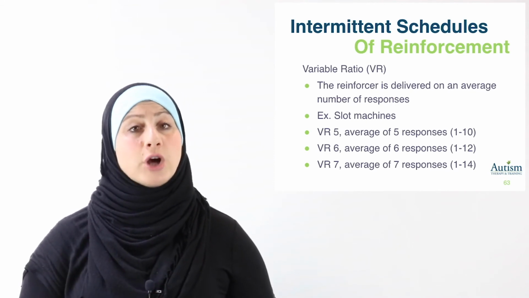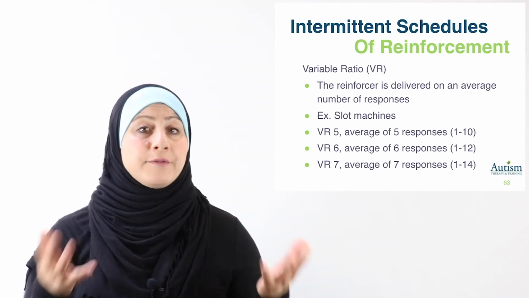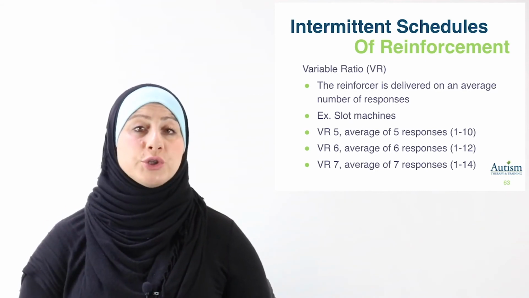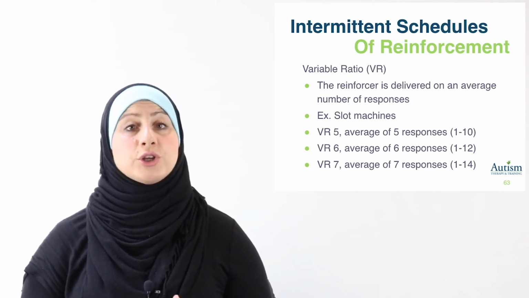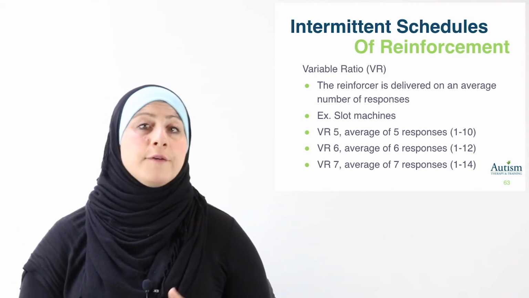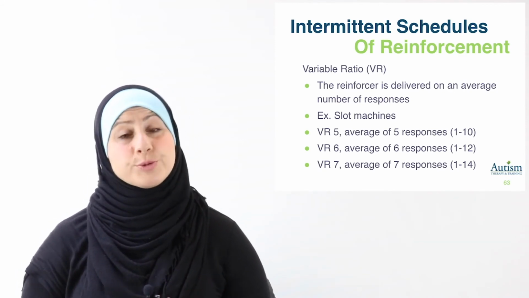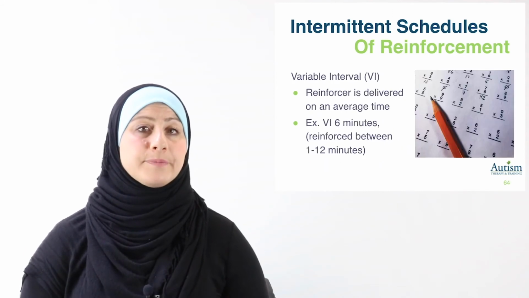Again, as the learner tolerates the work at the table at a VR 5, you can increase it to a VR 6, which means you can do 1 to 12 responses. VR 7, which is an average of 7, which means you can do 1 to 14.